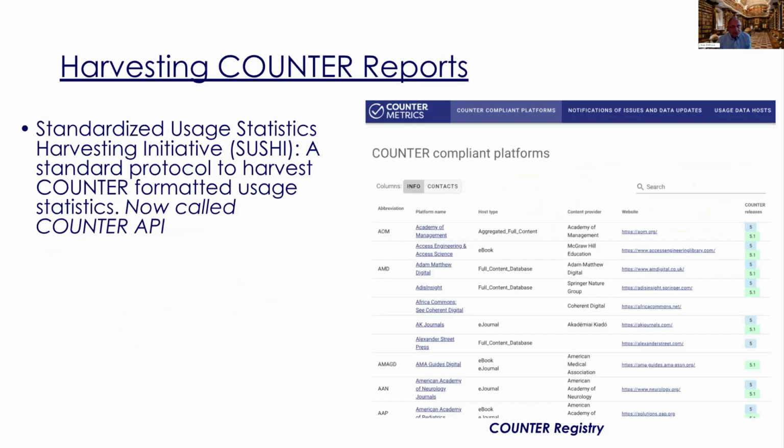And there is a standardized method for technology librarians to access those COUNTER reports, and that's through another standard. We call it SUSHI. It's an acronym for the Standardized Usage Statistics Harvesting Initiative. And it's now been called the COUNTER API. So you'll often hear me, I still use SUSHI. I can't get myself to call it the COUNTER API. So you'll hear me say SUSHI.